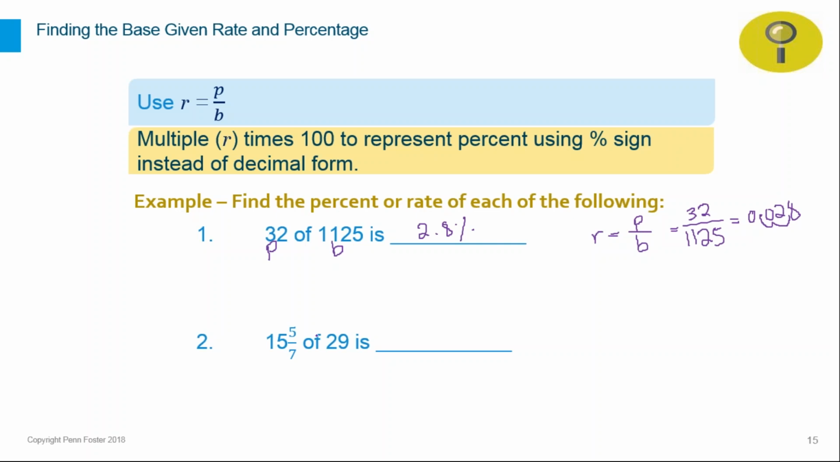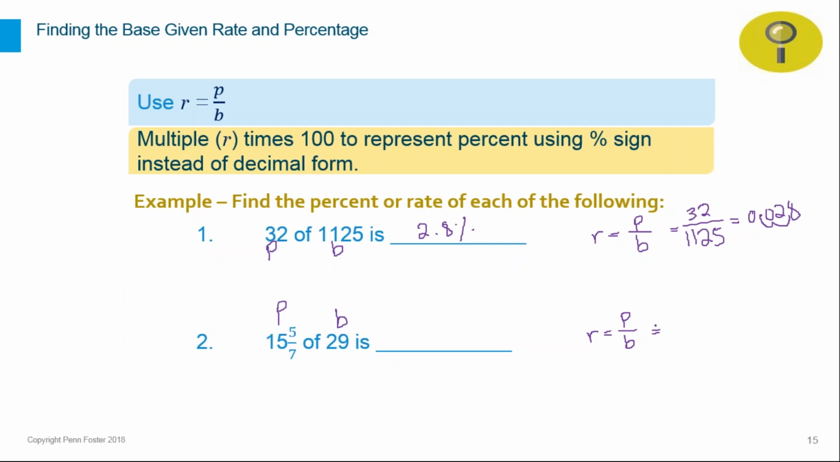Last question on that screen. 15 and 5/7 of 29 is what in percent? Again, P is this mixed number. 29 is the B, the total number of units. Then R equals P over B, where P is 15 and 5 over 7.